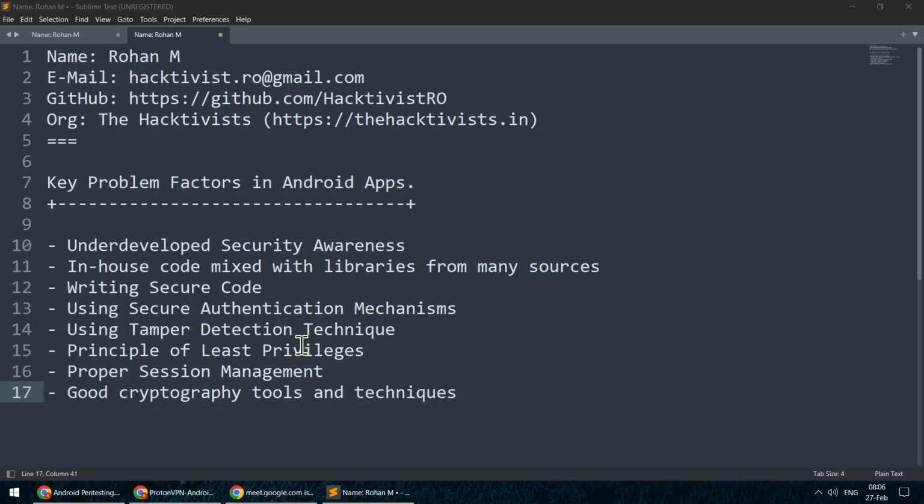The first challenge that we have mentioned here is underdeveloped security awareness. You must have heard it in a lot of webinars, books and conferences that humans are the weakest part of security. When anyone is developing an application, be it a web application or an Android application, the people who are developing the code, and more importantly the people who are designing the application, I'm not talking about the UI design here, I'm talking about the system design. How will the backend be working? How will the complete architecture of the application look?